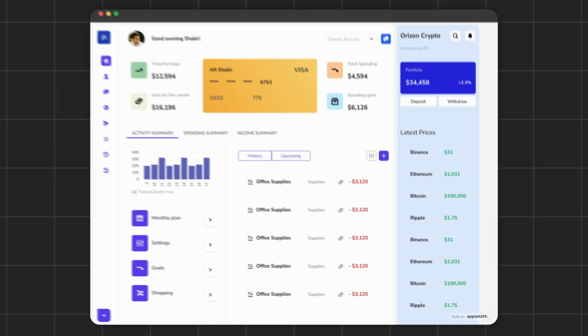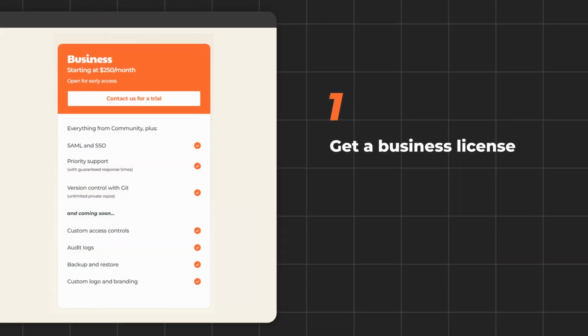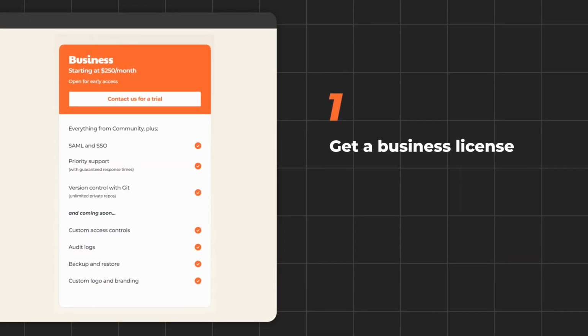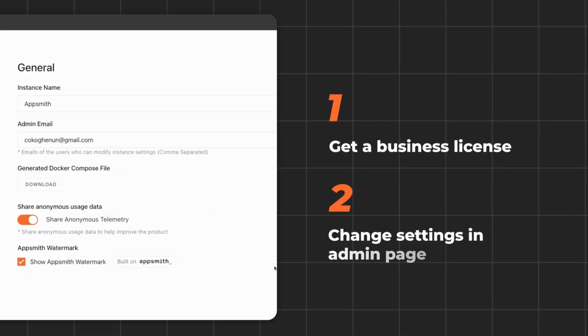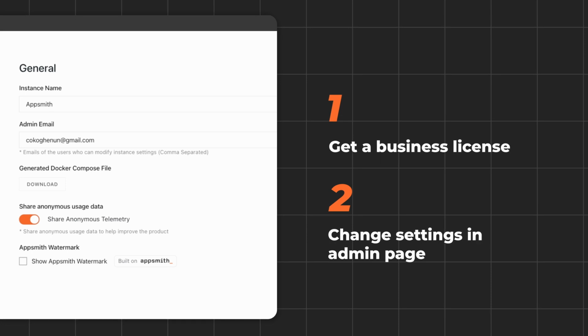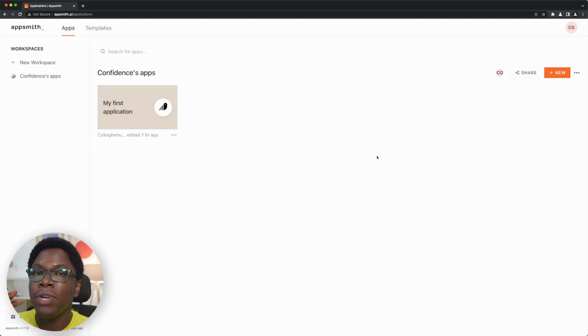So to remove the watermark, you would need to get two things done. First, you need to get a business license. I'm going to leave links below on steps to upgrade to a business license. And lastly, you need to make certain tweaks to the admin settings page of your instance. So let's hop over to my screen and let me show you exactly how to do this.